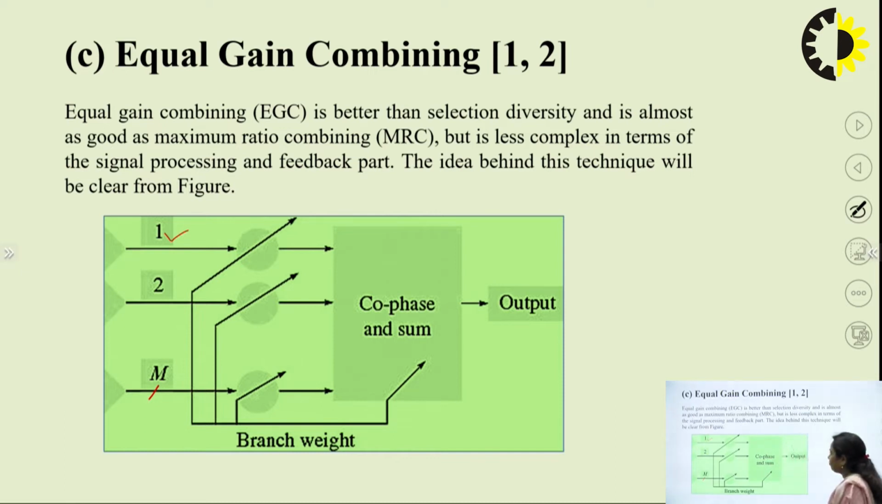Equal gain combining is better than selection diversity and almost as good as maximum ratio combining, but is less complex in terms of signal processing and feedback. The idea behind this technique will be clear from this particular diagram. Now you can see there are m number of branches. Let's say I am taking 10, so m will become 10. So there are 10 different branches, which have different antennas.